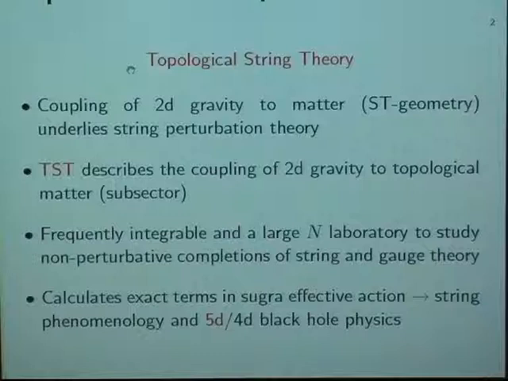Now, the reasons for looking at topological string theory are shortly listed in this table. So first of all, we need it anyway because string theory can be viewed as coupling topological gravity to matter, and then this topological string theory describes the coupling to a certain matter subsector, which is eventually integrable. And it's a great laboratory for testing large N ideas, and also, as we have heard just in the talk before, it is important in making checks on the black hole entropy predictions in reasonable dimensions.